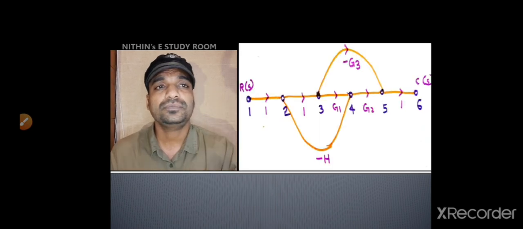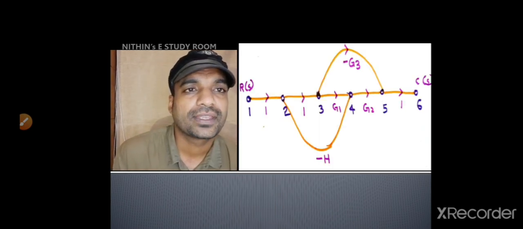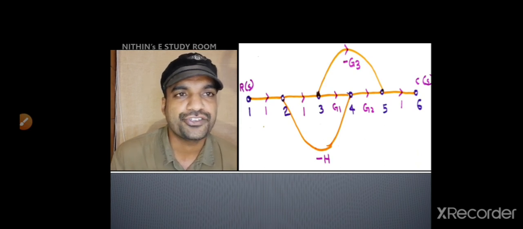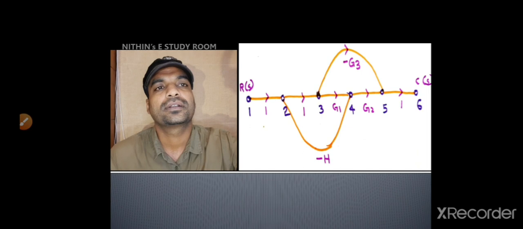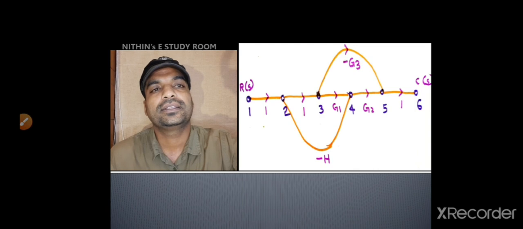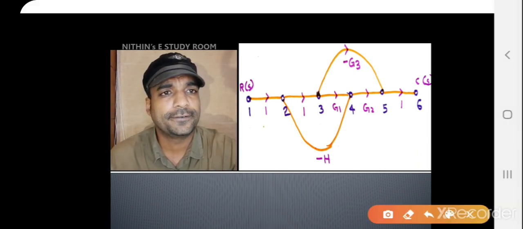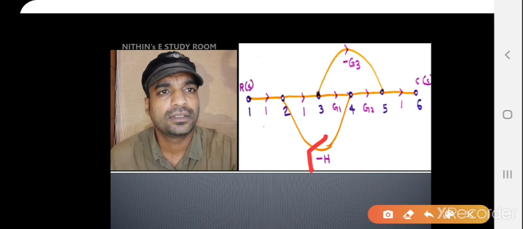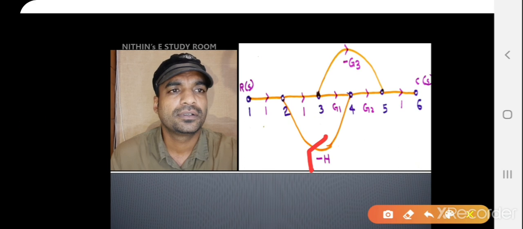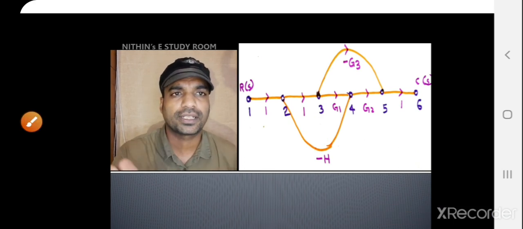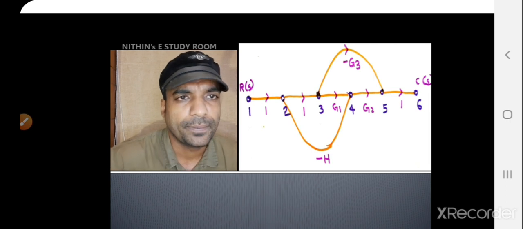Okay, so we can see in the next figure, I connected minus G3 from 3 to 5. It's very clear now, minus G3. And this will be minus H. This is a backward path. It is traveling from 4 to 2. I will mark the arrow mark also. This is the arrow mark. You have to draw that arrow mark also. It is from 4 to 2, minus H.